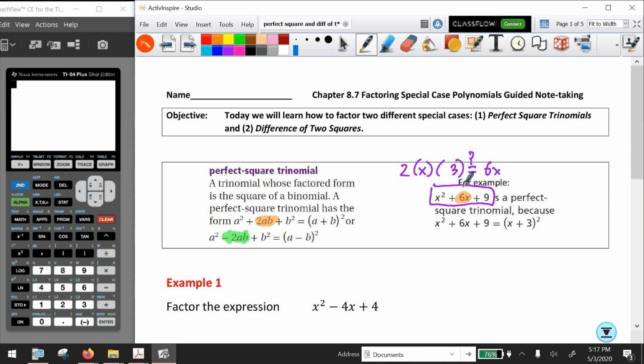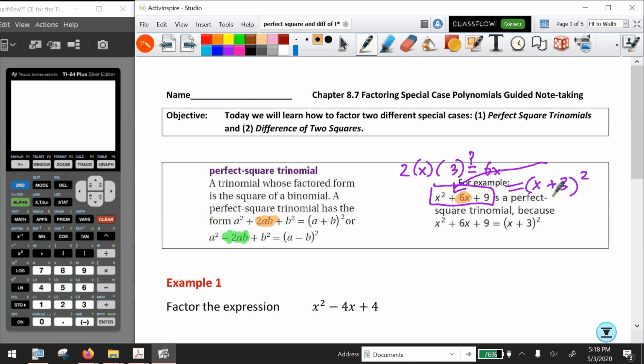And if that's the case, it can be really easily factored. All you do is you change it into a binomial squared, and the first part of the binomial is the square root of the first term. What's the square root of x squared? x. And the second part of the binomial is the square root of the third term. What's the square root of 9? 3. And you're always going to use whatever sign's in the middle here. There's a plus in the middle, so we use a plus there, and that's our answer.